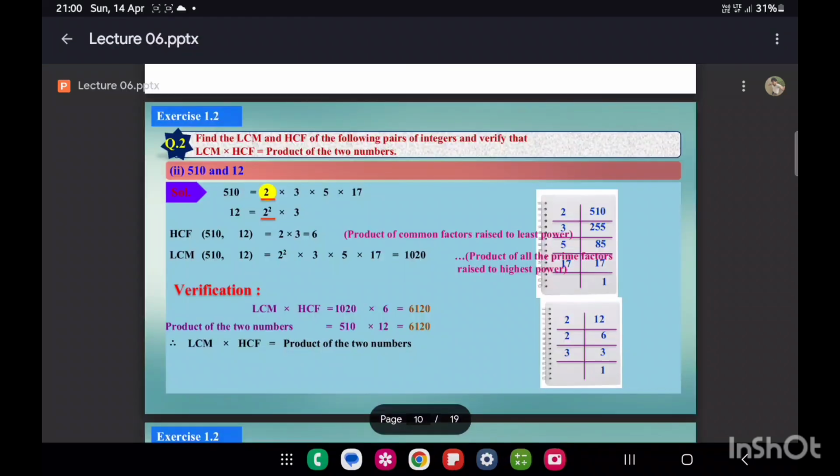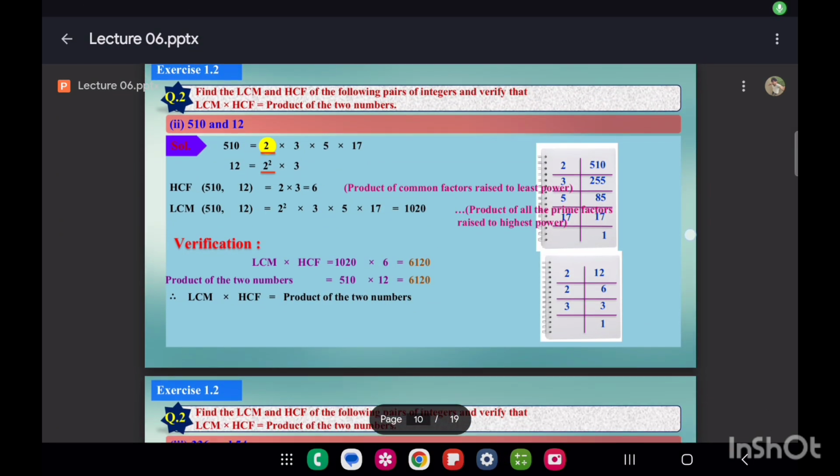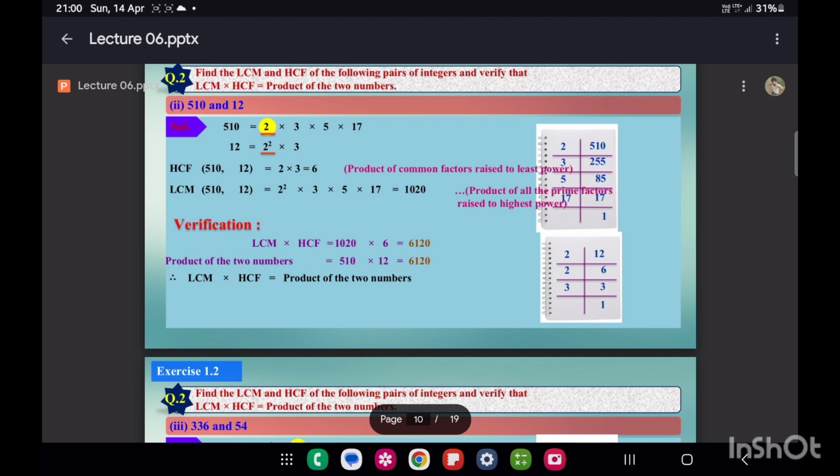Dear students, now we can go to the next topic of the exercise. Find the LCM and HCF of the following pair of integers and verify that LCM into HCF is equal to the product of the two numbers.